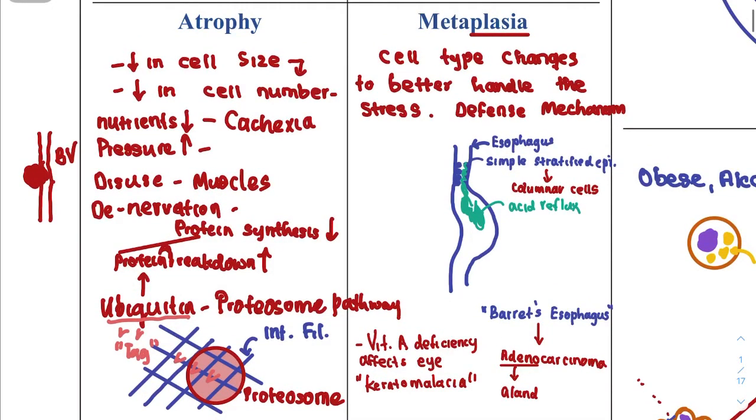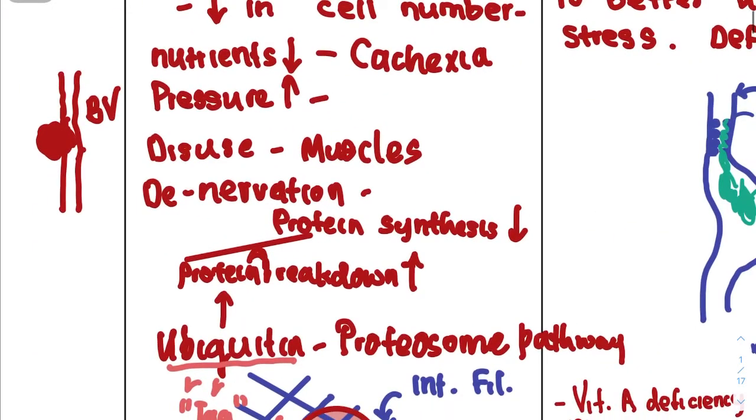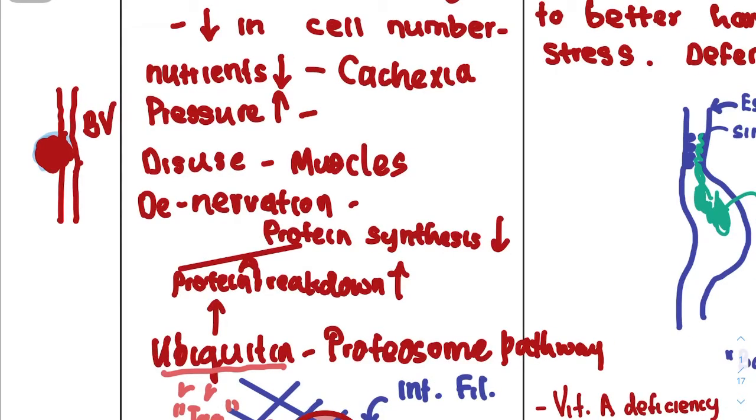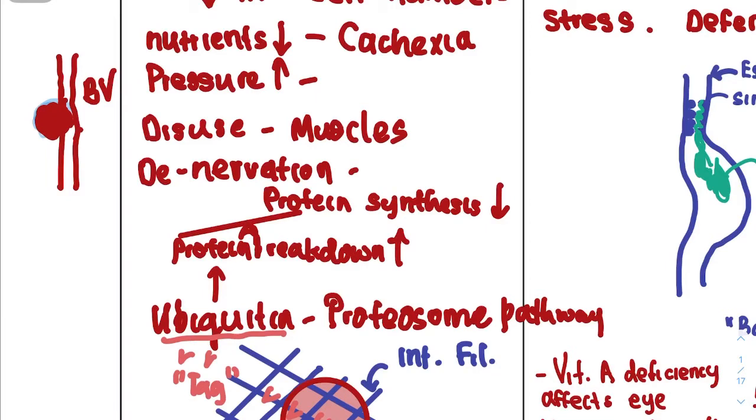And pressure. So let's take a blood vessel which is obstructed by a tumor. So the tumor, the cells will push on the blood vessel or the ureter. Let's take the ureter. That is going to push on the cells, and those cells will undergo atrophy, and there will be a ureteric obstruction. This is due to pressure. Then another type is disuse. When you don't go to the gym, when you don't work out, you lose the muscle mass because the stress is gone.